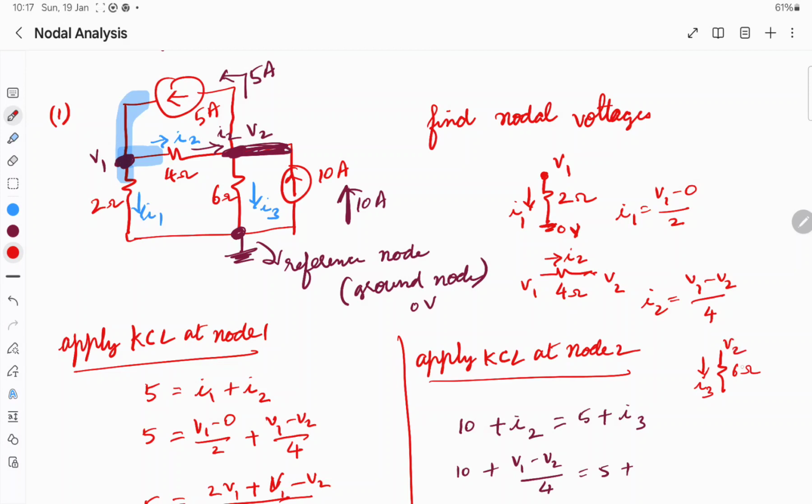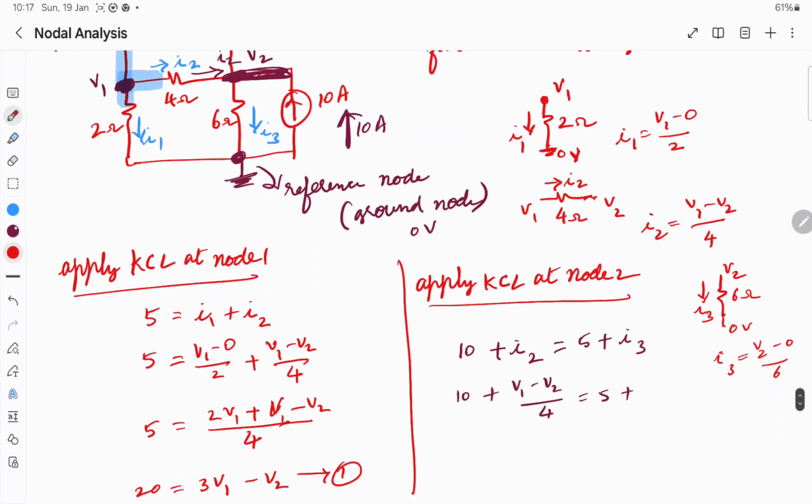Here the potential is V2. Here the potential is 0. Okay, so the current is flowing from top to bottom. So higher potential is V2, so I3 is equal to V2 minus 0 divided by 6.